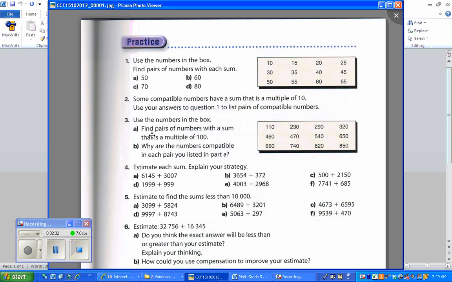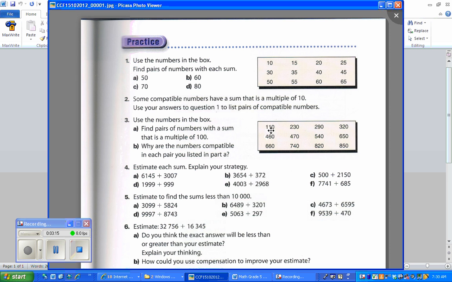So the first part of 3 is 3A. It says find pairs of numbers with a sum that is a multiple of 100. So if I look at all of these numbers, I need to find pairs of numbers that add up to give me a multiple of 100, so either 100, 200, 300, and so on. I know that if I add the hundreds place in these numbers, that will add up to a multiple of 100. So I need to worry about the tens place. And I need to find pairs of numbers that have tens that will add up to 100, so that we would add that to the other hundreds to have a multiple of 100.